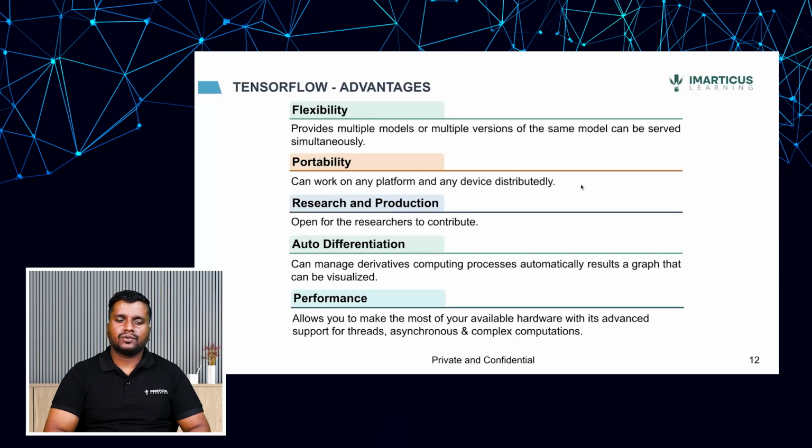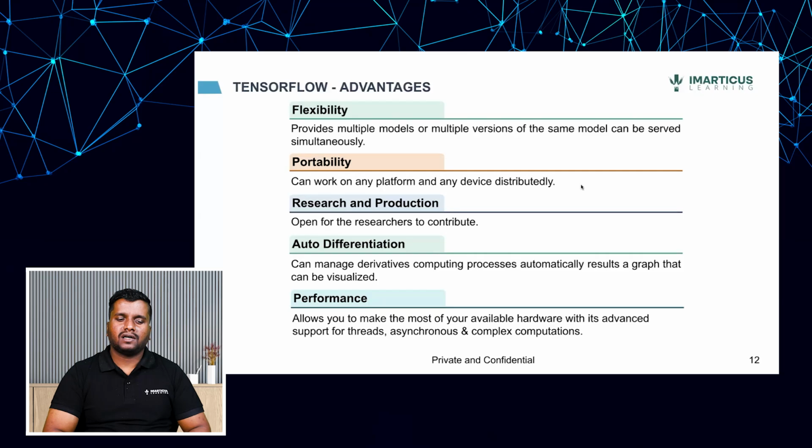Research and production, so it is open for researchers to contribute, like anybody can freely use it. It is open for researchers. Auto differentiation, so it can manage derivatives computing. It can manage derivative computing process automatically, resulting in a graph that can be visualized. So it can help us differentiate complex processes and get a graph out of it.